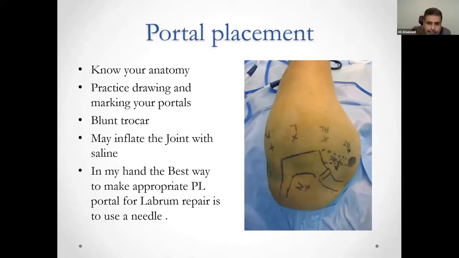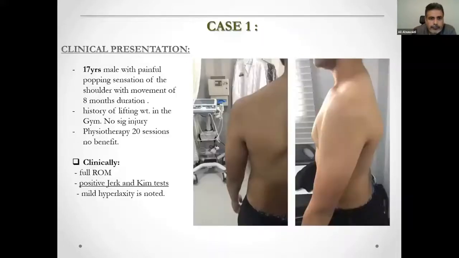You have to check this through a needle from outside in to choose the right place for it, but it's around that region there. So to start, I have a few cases just to present, and the first case is a 17-year-old boy, a young man I should say.